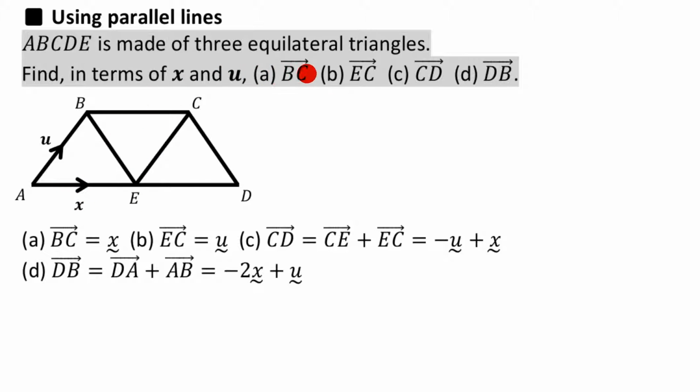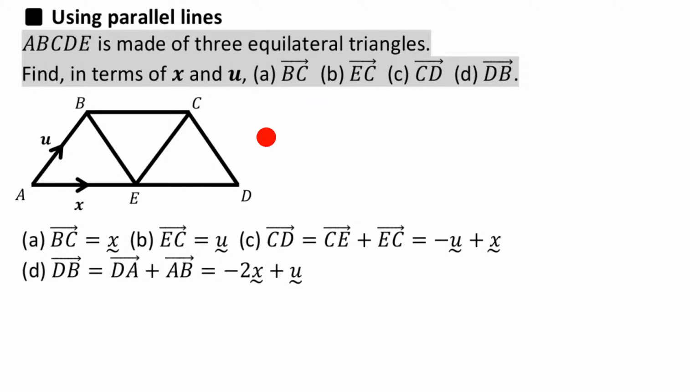We want to find out b to c. B to c is the same as that line there, okay? It's the same distance and the same direction, therefore b to c is equal to x. E to c, that's the next thing we want to work out. E to c is over there, it's the same direction, it's parallel to a to b, and it's the same distance, so e to c is equal to vector u, just like it says over there.